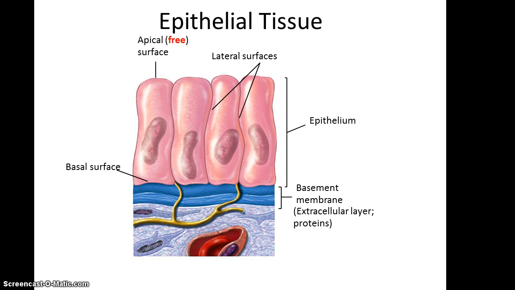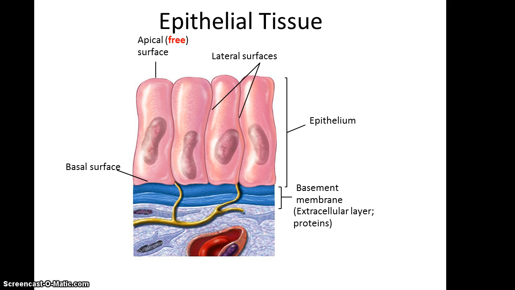So if you look at a sort of generic example of epithelial tissue, there are a few things you will notice. First of all, epithelial tissue lies on top of what's called the basement membrane. The basement membrane is an extracellular layer composed primarily of proteins and protein fibers. Now, the side of the cell which is closest to the basement membrane is referred to as the basal surface.